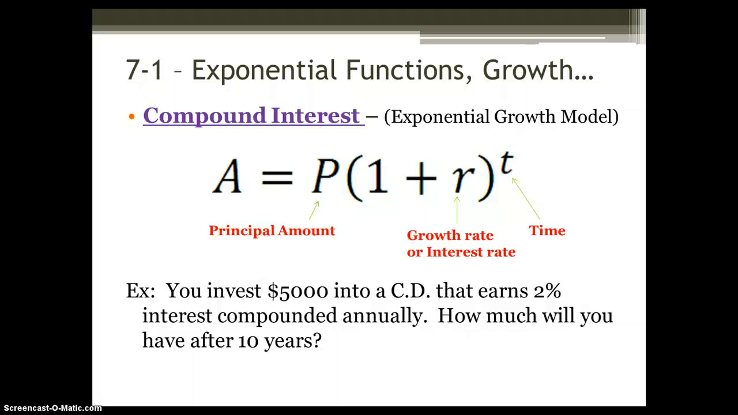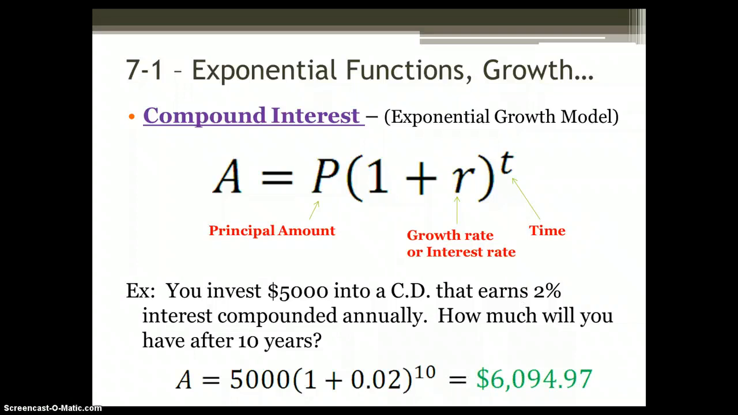Subbing in the known information, our principal amount here is going to be $5,000. Our interest rate is 2%, but we need to represent that as a decimal, so we move the decimal twice to the left. Plugging the known information into our formula, we get this. Entering it on the calculator using the appropriate parentheses, our answer should be $6,094.97. This person gained over $1,000 in interest, leaving the $5,000 in the bank for 10 years.